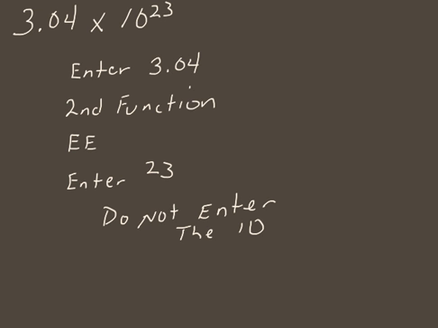Then you'll find double E, and you'll push that, and then you'll put the exponent. The double E is 10, so double E means 10, so you don't need to put that again. You're just going to put double E, 23, and then whatever you want to do, add or subtract or multiply or divide. So once again, it's going to be 3.04, second function, double E, 23, and then go ahead with your calculations.